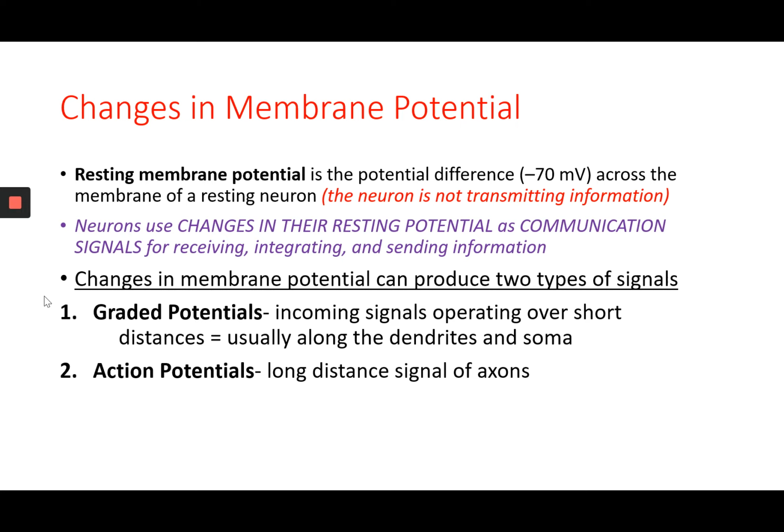They are short distance signals, and they operate as incoming signals that, if strong enough, can cause an action potential. If graded potentials aren't strong enough, they don't cause an action potential, and action potentials are all or nothing signals. They either occur or they don't. They're long distance signals that have the same amplitude of a 100 millivolt change in membrane potential. So neurons are going to use these changes in their resting potential as communication signals for receiving, integrating, and then sending information along to the axon terminals.